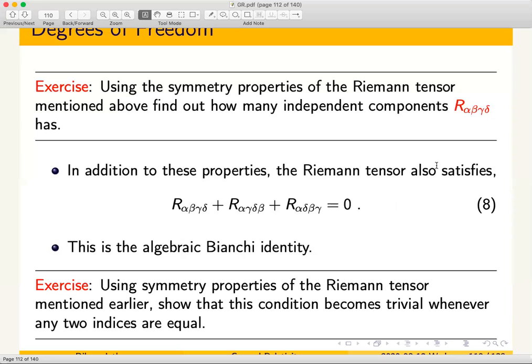So if they are non-zero in one particular frame, then they will be non-zero in all other frames. Now of course, that there are 20 independent components of the Riemann tensor does not necessarily mean that all 20 components need to be non-zero all the time.